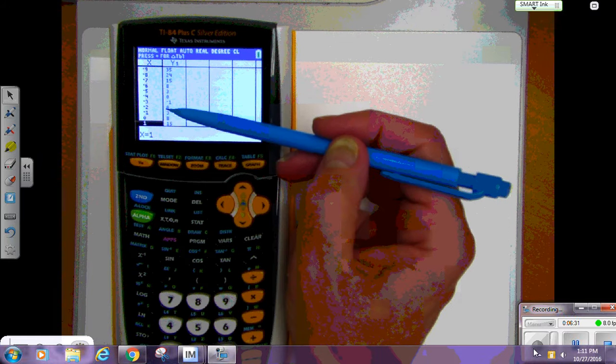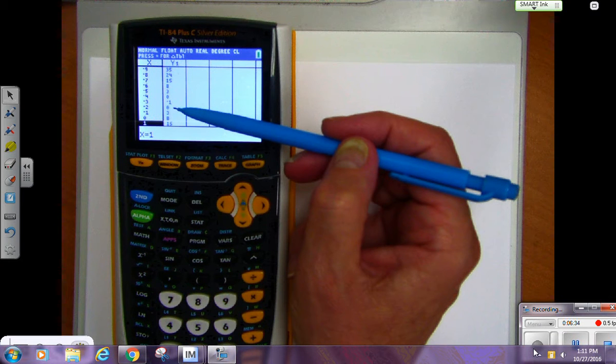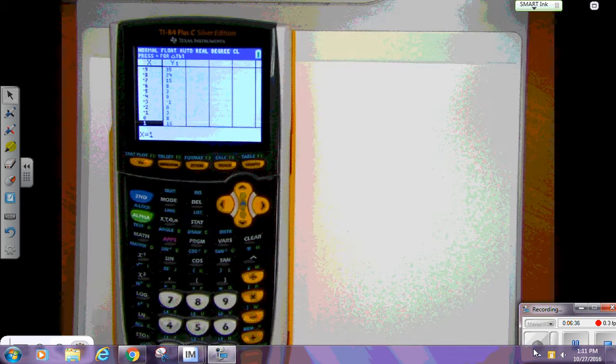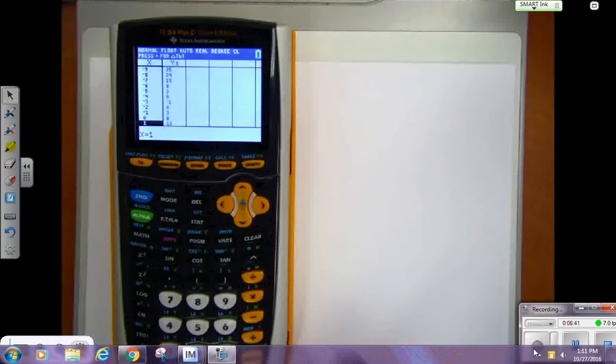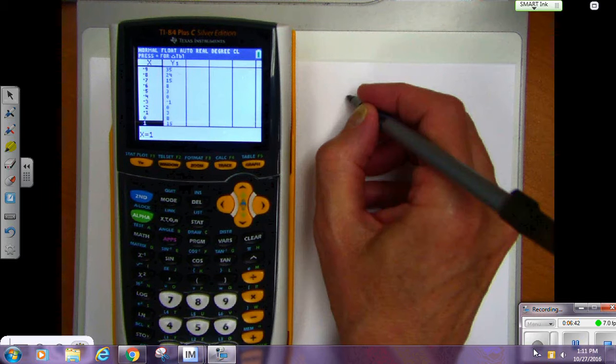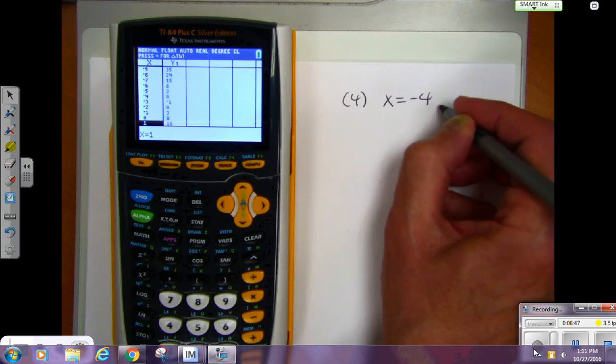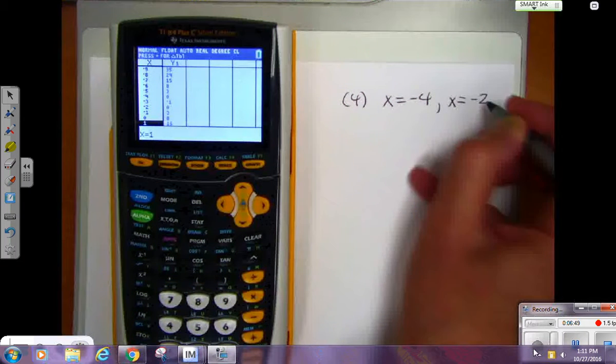So you look at the y values, you look for zeros in the y values, but x is your actual answer. So for number 4, you're going to have that x is -4 and x is -2, because those are the two places where the graph crosses the x-axis.